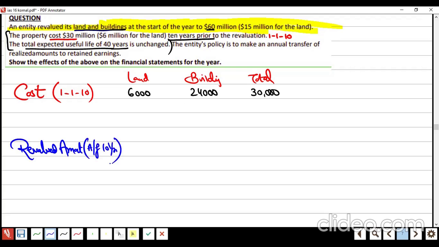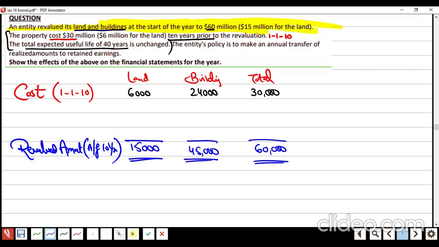And the revalued amount is given to you: 15 million for the land, 60 million is the total. So tell me, what is the value for the building? 45,000. 45.